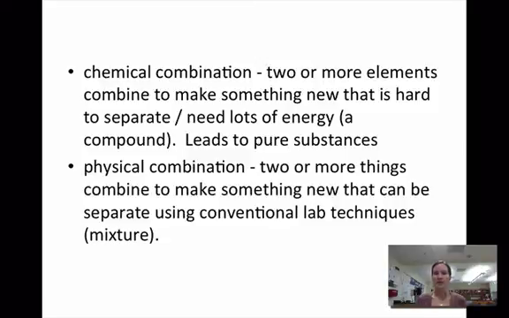The other thing that elements can do is they can come together with a physical combination, and that's when two or more things come together to make something new, but you can separate them pretty easily. They don't actually chemically bond with one another. They keep their own inherent properties separate from one another. The term that we use for physical combination is a mixture. Whenever we mix something together, but the two things don't chemically come together, it's considered a mixture. So the way we make life more complicated than just the elements is whether those elements are chemically combined or physically combined.